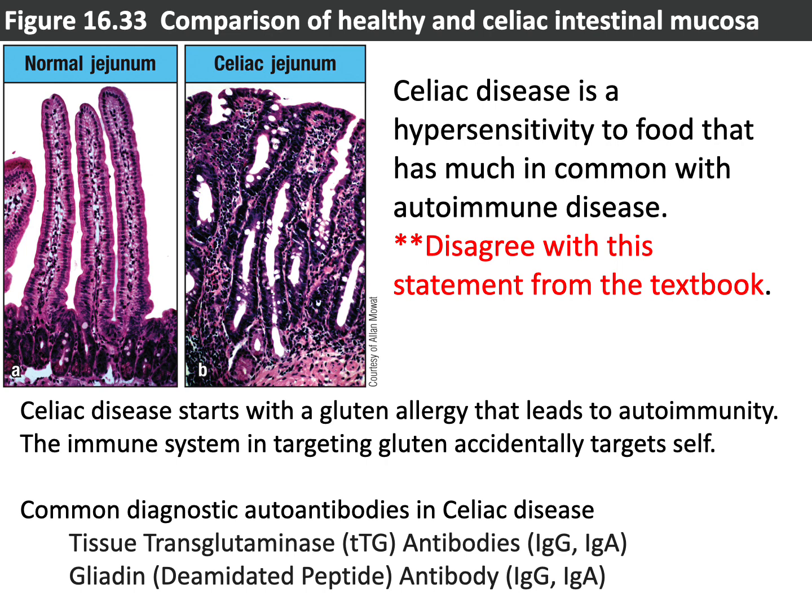Celiac disease is an autoimmune disease. It is not that it has much in common with autoimmune disease. That makes it sound like it is not an autoimmune disease. It is an autoimmune disease. Just because you have a gluten allergy does not mean you have celiac disease. Gluten allergy itself is a type 1 allergy.